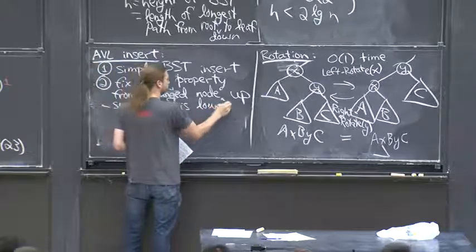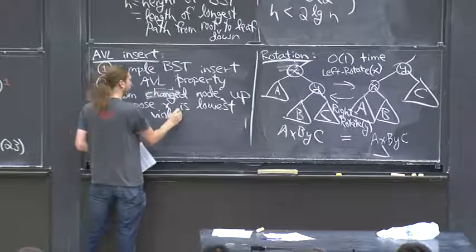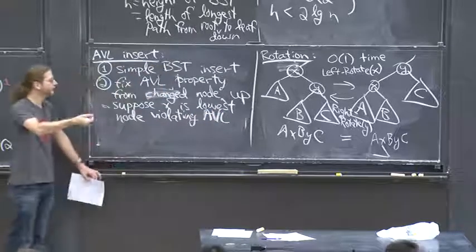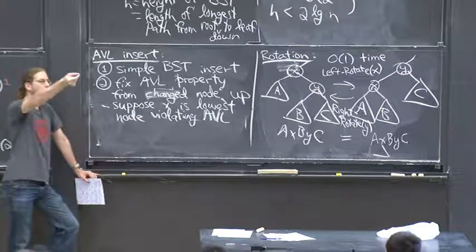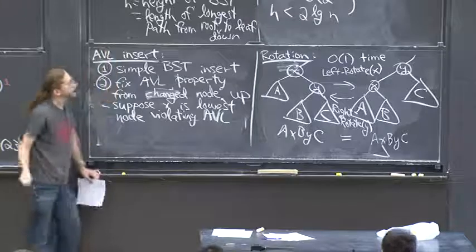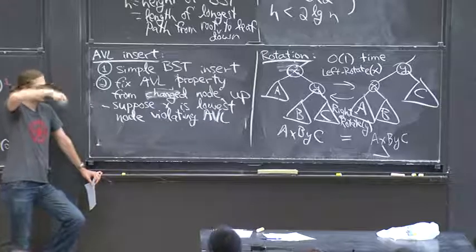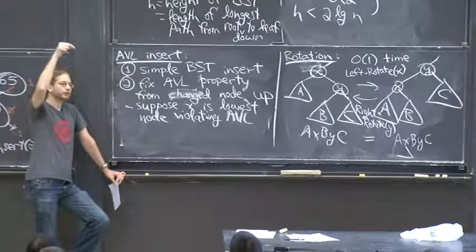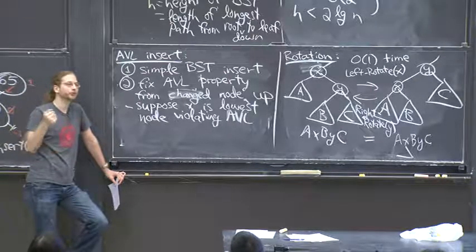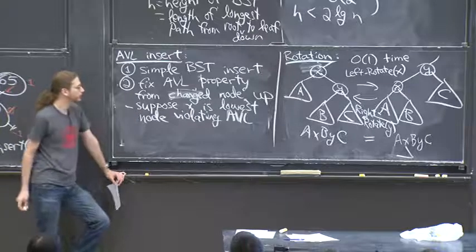Suppose X is the lowest node that is not AVL. The way we find that node is we start at the node that we changed. We check if it's OK. We update the heights as we go up, based on the heights of its children. And you keep walking up until you see, oh, the right is +2 larger than the left, or vice versa. Then you say, oh, that's bad. And so we fix it.